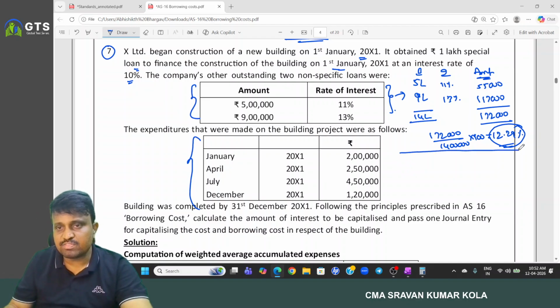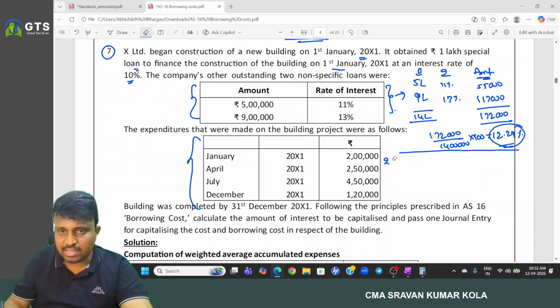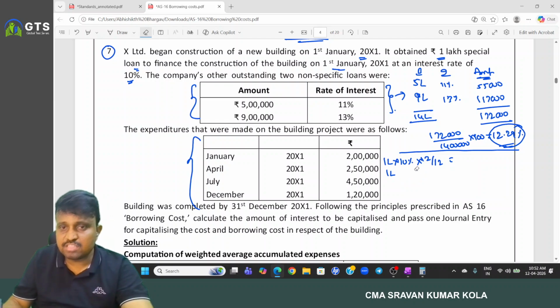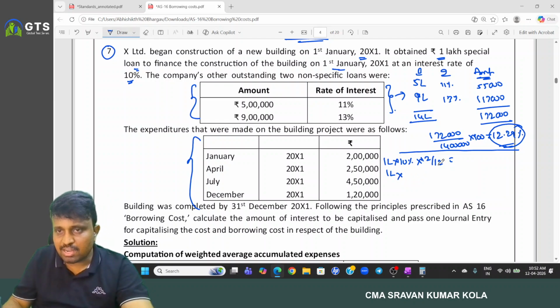Okay. So here the specific borrowing rate of interest was given as 10%. So out of the 2 lakhs, what is the specific borrowing? It is 1 lakh. The remaining amount is stated as general borrowing. So 1 lakh into 10% into 12 by 12, from the first of January. And the remaining 1 lakh is general borrowing, right? 1 lakh into the general borrowing rate, 12.29% into 12 by 12.